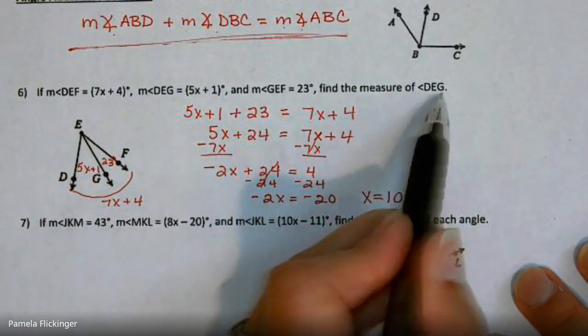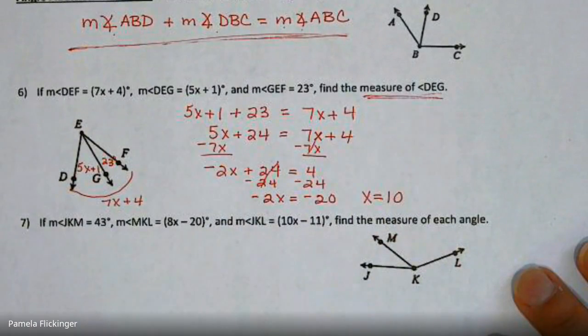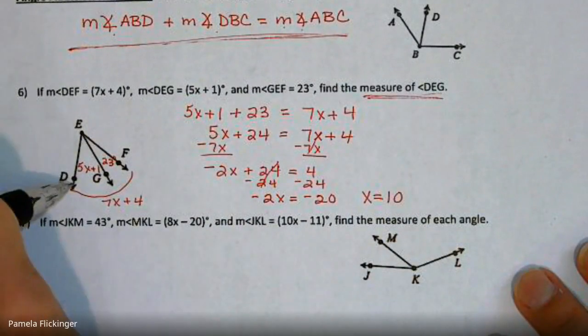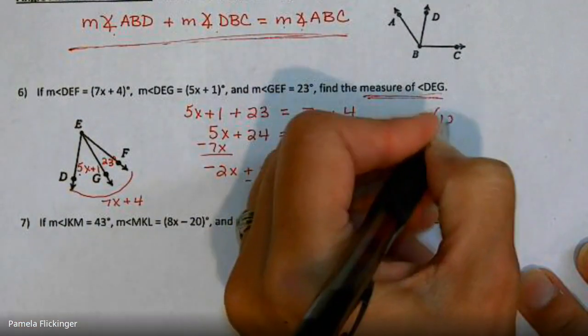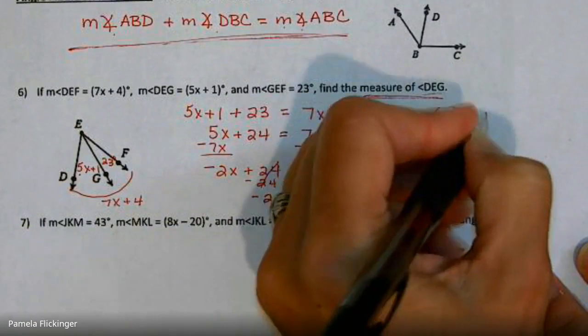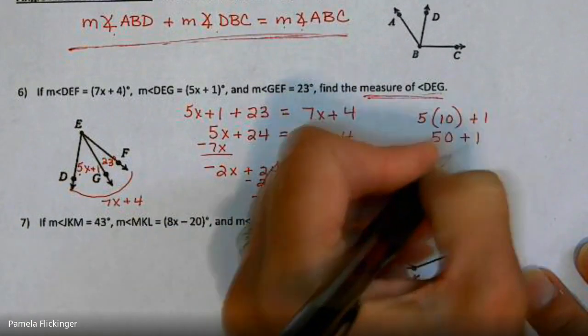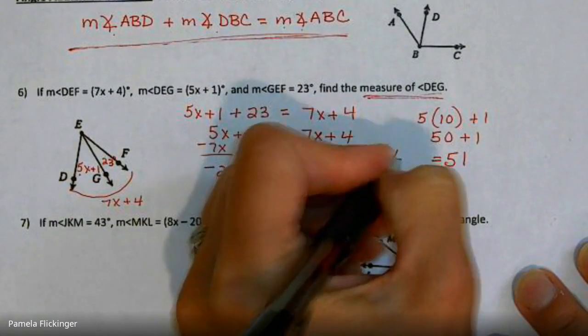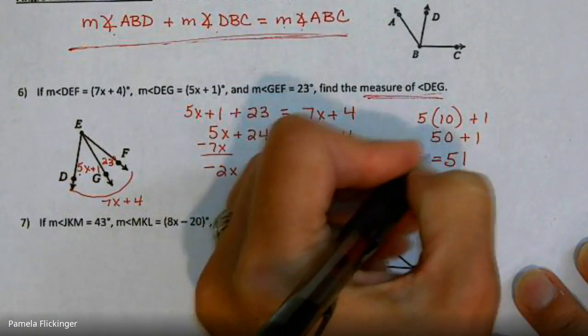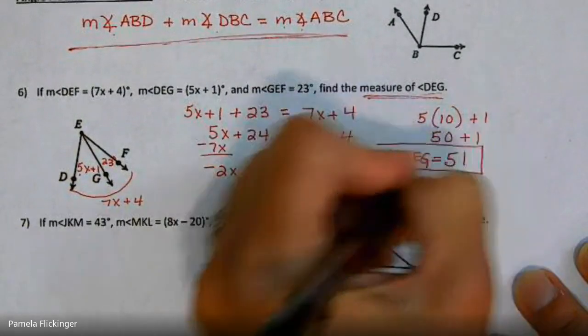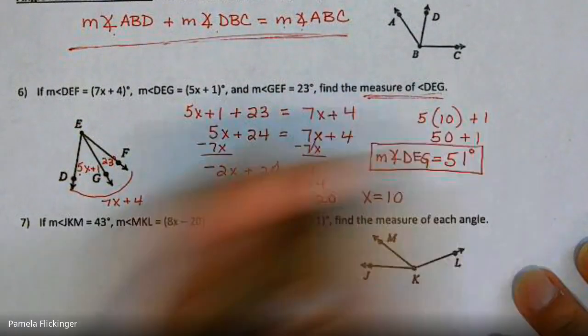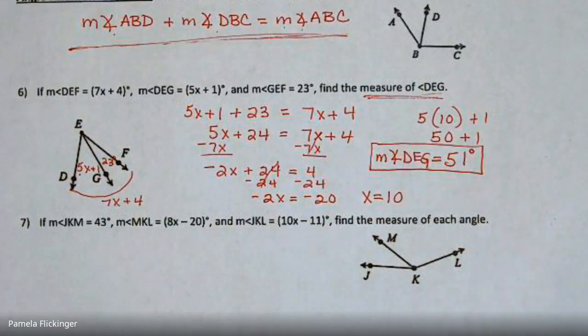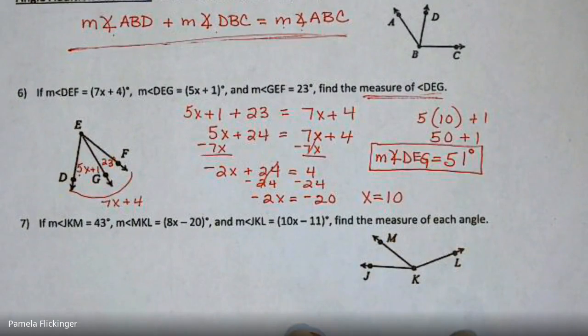That's not where they wanted us to stop. It wants the measure of angle DEG, which is one of the smaller ones. So we're going to substitute 10 into the 5x plus 1. So we get 50 plus 1, and then label that. So that is the measure of angle DEG, 51. The other thing, make sure we have our degrees. Angle measures are always labeled with degrees. All right, one more.